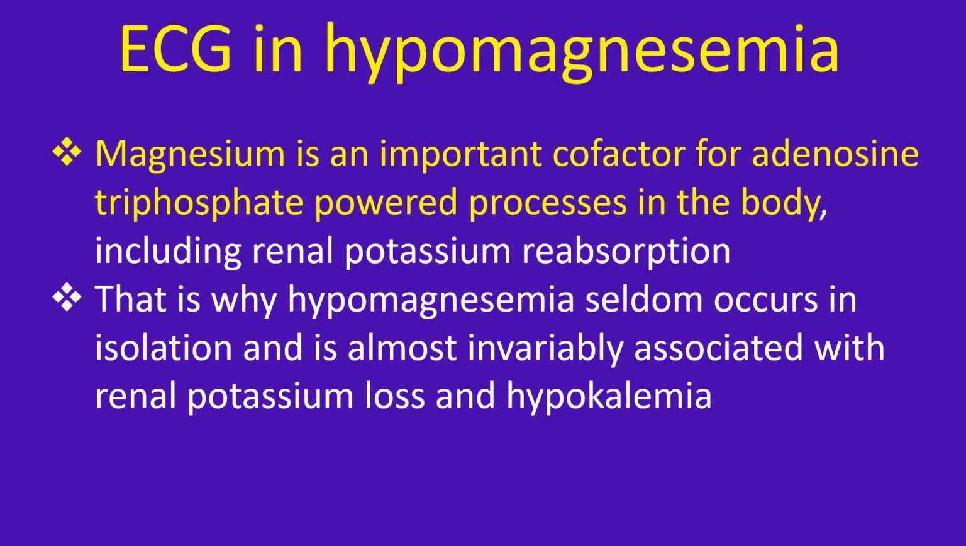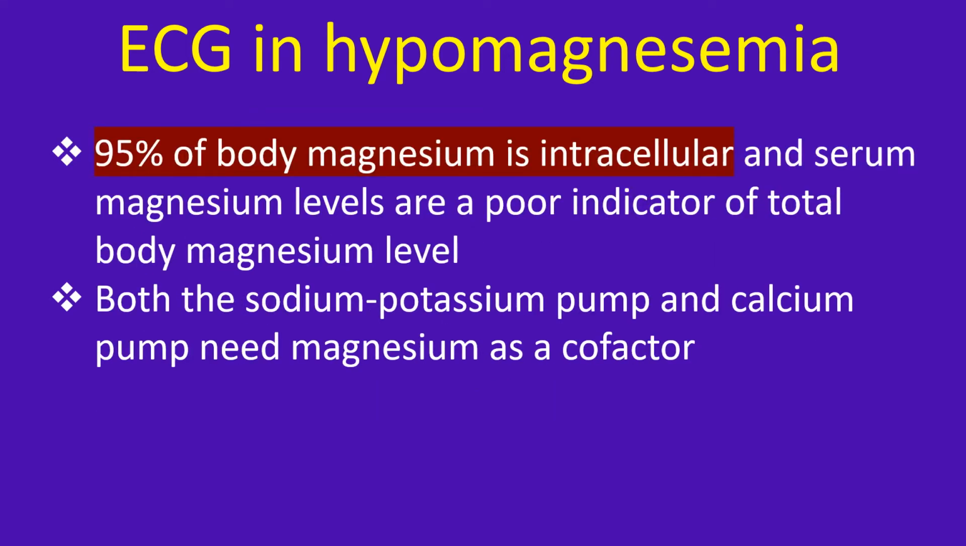Magnesium is an important cofactor for adenosine triphosphate powered processes in the body, including renal potassium reabsorption. That is why hypomagnesemia seldom occurs in isolation and is almost invariably associated with renal potassium loss and hypokalemia. 95% of body magnesium is intracellular, and serum magnesium levels are a poor indicator of total body magnesium level. Both the sodium-potassium pump and calcium pump need magnesium as a cofactor.